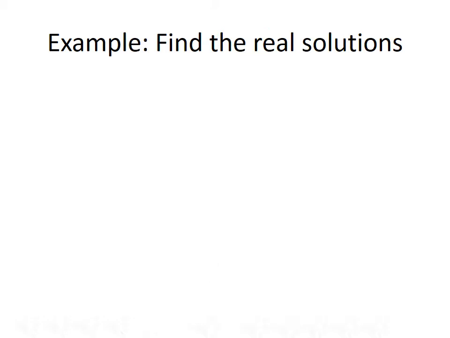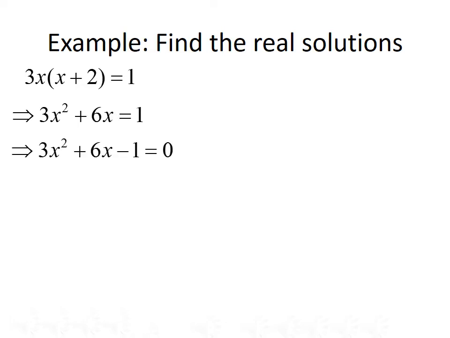So let's do an example where we use the quadratic formula. We want to find the real solutions of the following problem: 3x times x plus 2 equals 1. Now before we can use the quadratic formula, we have to put this in standard quadratic form. So let's distribute 3x throughout the parentheses. That gives us 3x squared plus 6x equals 1. Next, we'll want to subtract 1 from both sides of the equation to get it into standard form. That will lead us to the equation 3x squared plus 6x minus 1 is equal to 0.